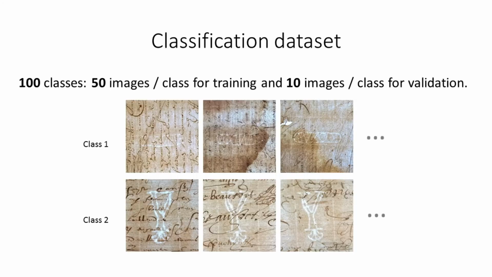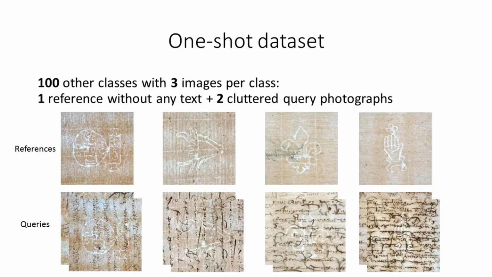The classification dataset contains in total 100 classes with 50 training images and 10 validation images in each class. This dataset can be used to train a standard classification neural network. The one-shot dataset contains another 100 classes, where each class contains one clean watermark as reference and two cloned query photographs. This dataset can be used to evaluate one-shot recognition.